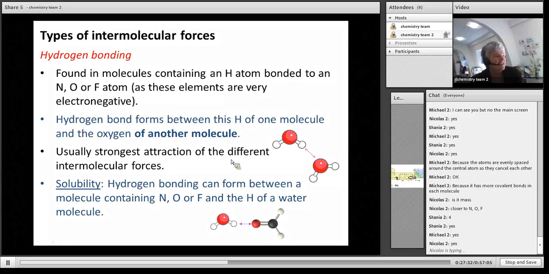Okay, there isn't any, because these hydrogens that I've got in my formaldehyde molecule are not covalently bonded to an N, O, or F. They're bonded to a C. So they're not bonded to this oxygen. So I'm not going to have hydrogen bonding between formaldehyde molecules. So do you think formaldehyde is going to have a low boiling point or a high boiling point? Does anybody want to have a guess?